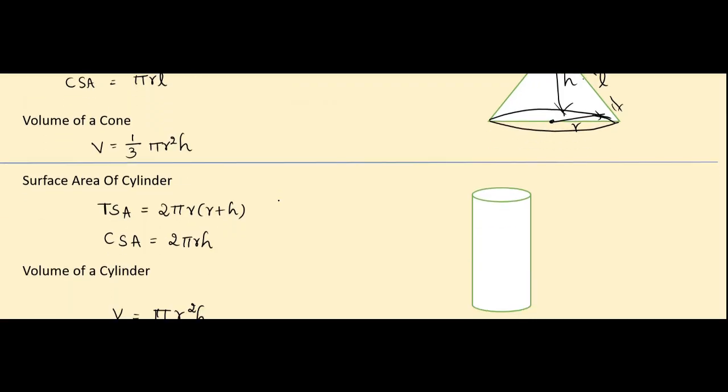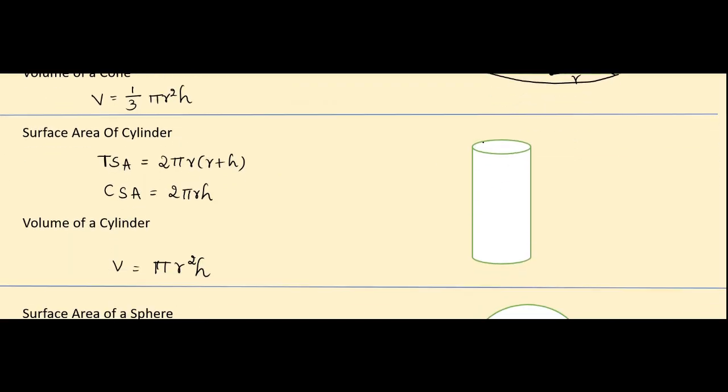Next is the surface area of a cylinder. Let us take a cylinder of radius r and height h. Then the total surface area is equal to 2 pi r, the circumference, into (r plus h). The curved surface area means only the side portion, that is 2 pi r h.